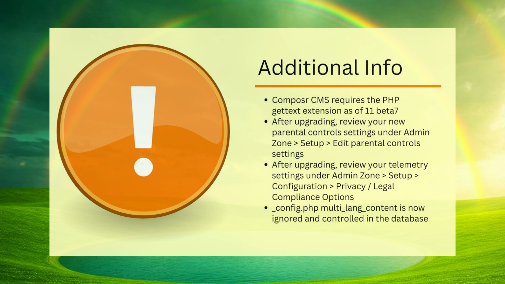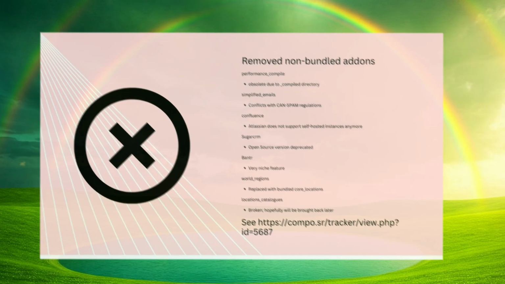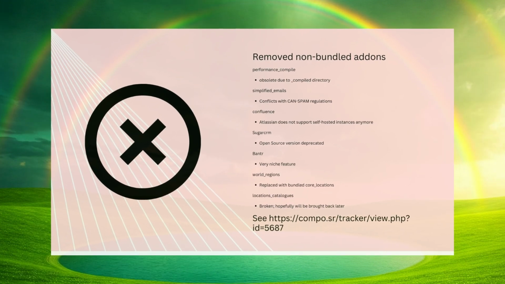Also note that the multi-lang content option, which is located in your config.php file, is now ignored and will be controlled in the database. These non-bundled add-ons have been removed as of version 11 beta 7: Performance Compile, Simplified Emails, Confluence, Sugar CRM, Banter, World Regions, and Locations Catalogs.